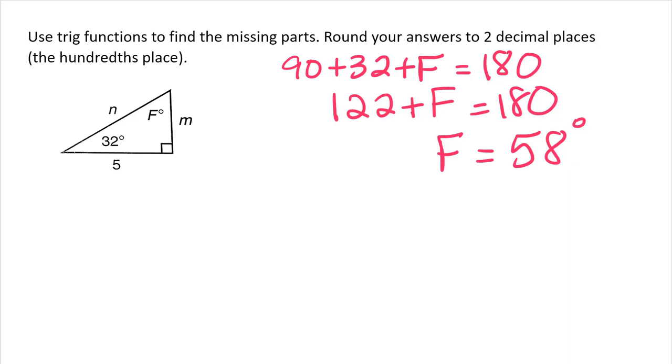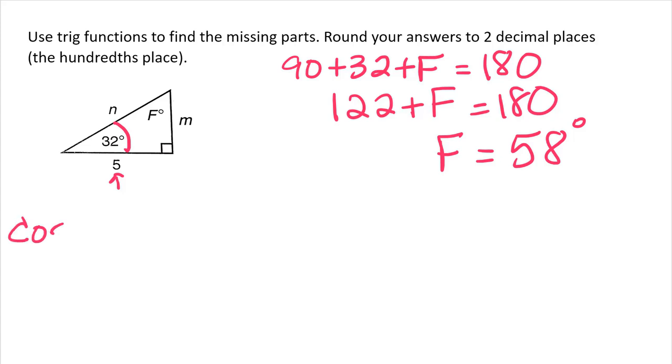But I want to find it using trig functions, but it will equal the same thing. The reason I want to do that is because you also need to know how to use your inverse trig functions. All right, so let's start out using angle 32 degrees here and find M and N. All right, let's talk about what we have and what we don't have. For 32 degrees, we have the adjacent side is 5. That's the side that touches 32 degrees. So we have the adjacent side.